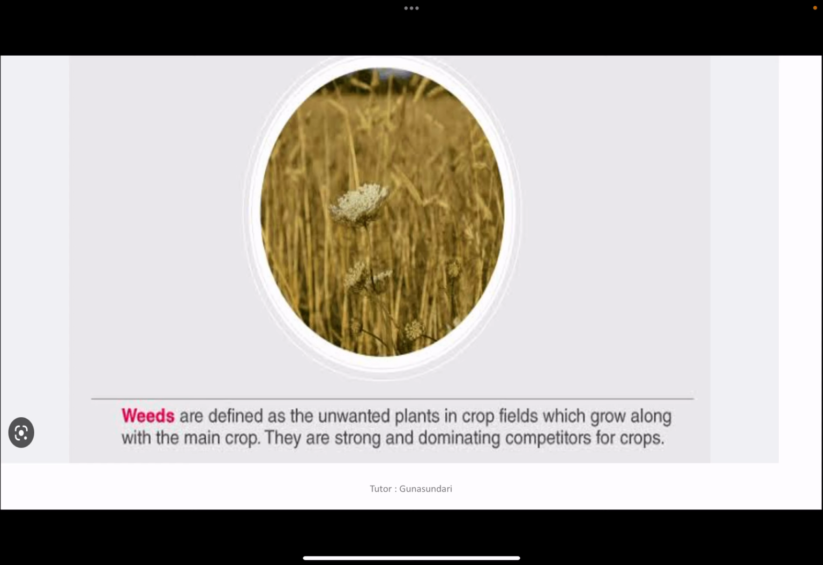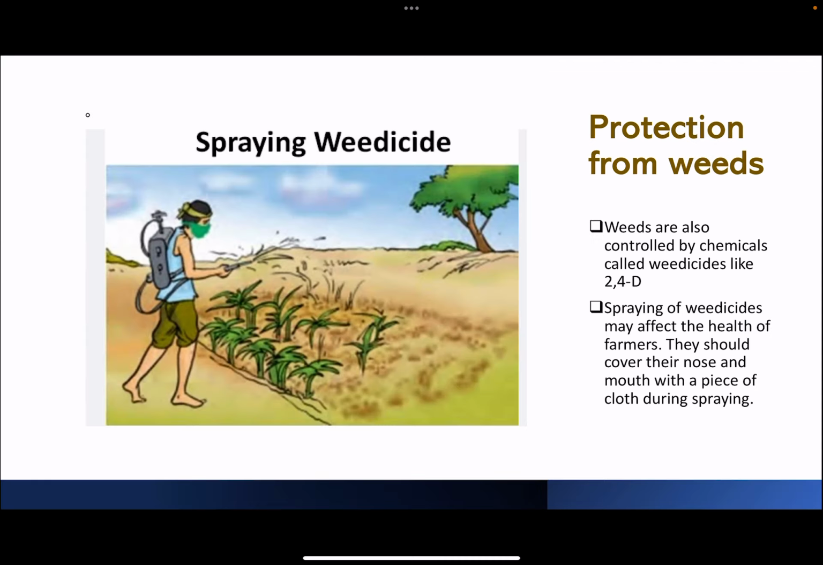And weeds. Weeds are defined as unwanted plants in crop fields which grow along with the main crop. These are some of the unwanted plants which we do not require. They are strong and dominating competitors of crops. So how do you protect against the weeds? It can be controlled by weedicides.